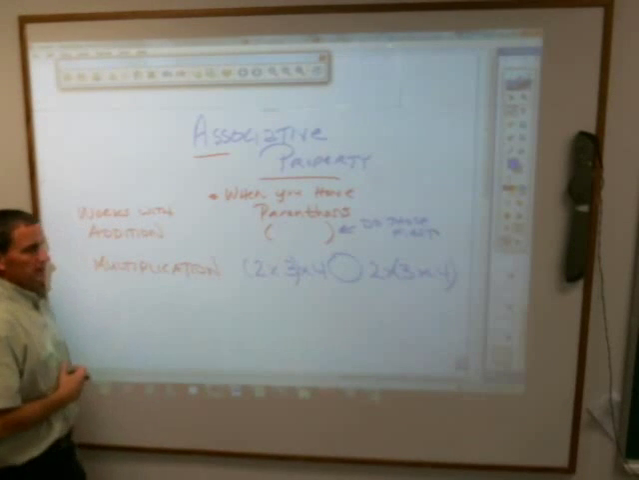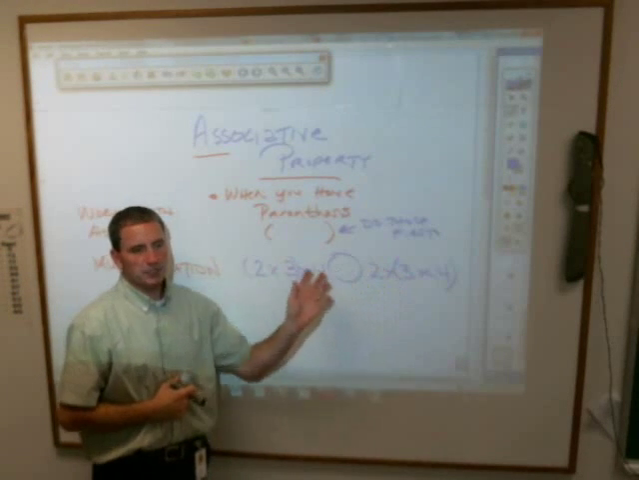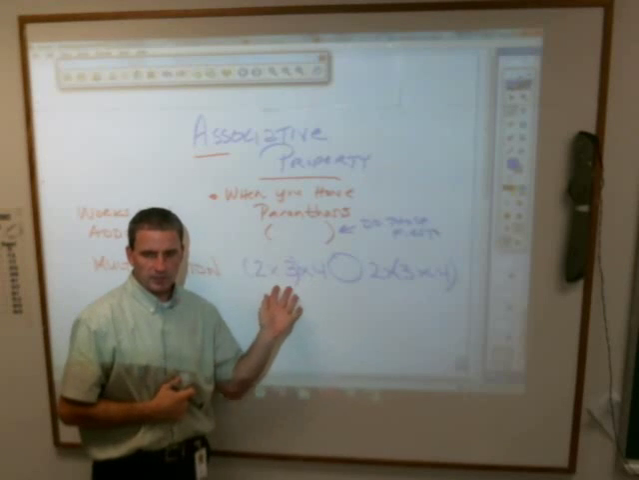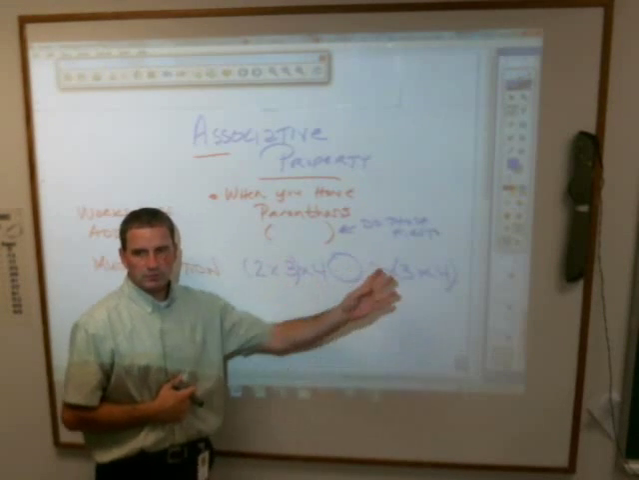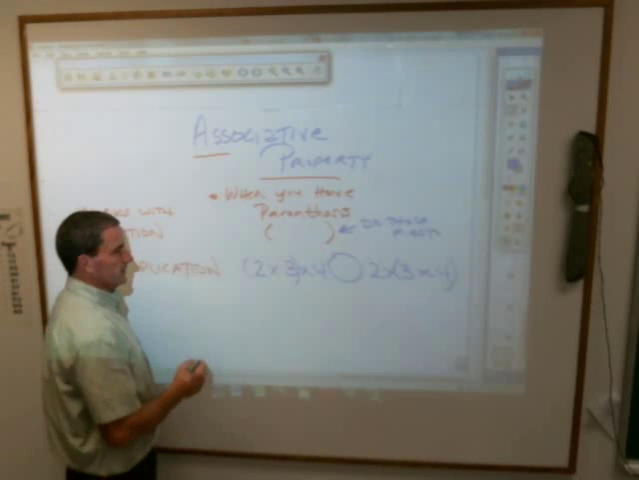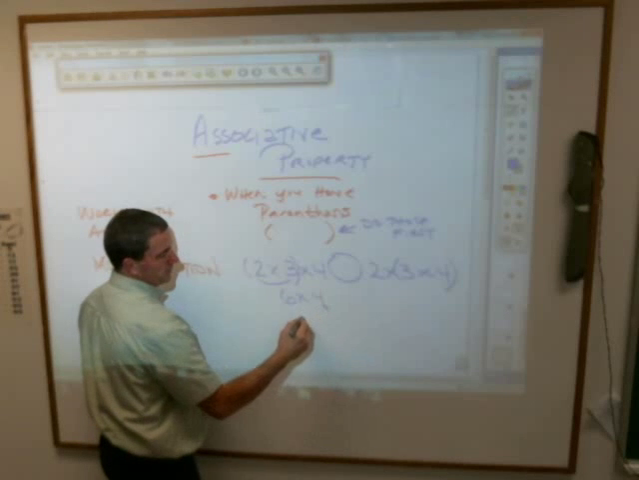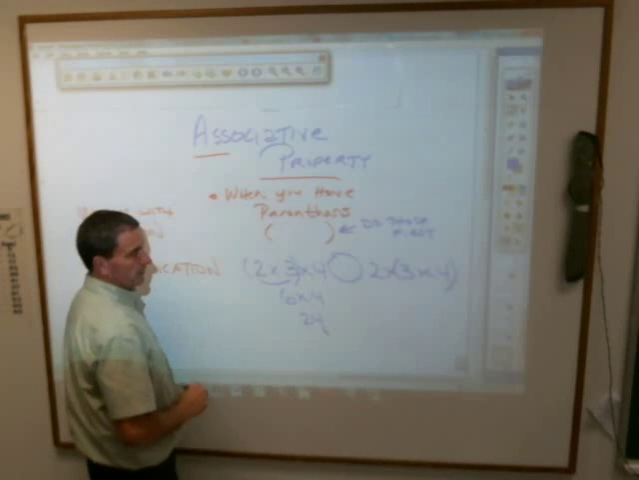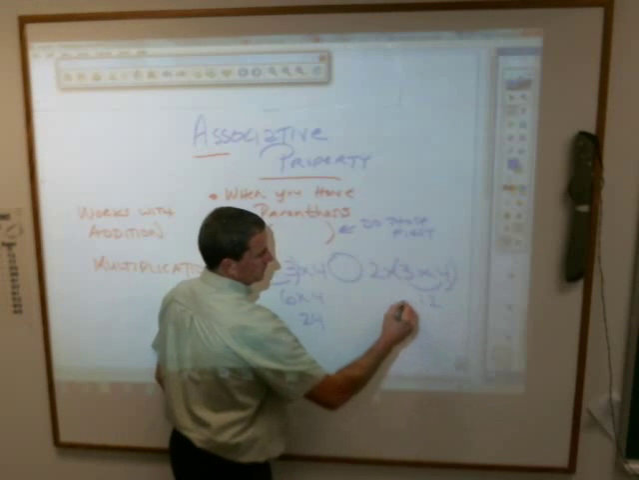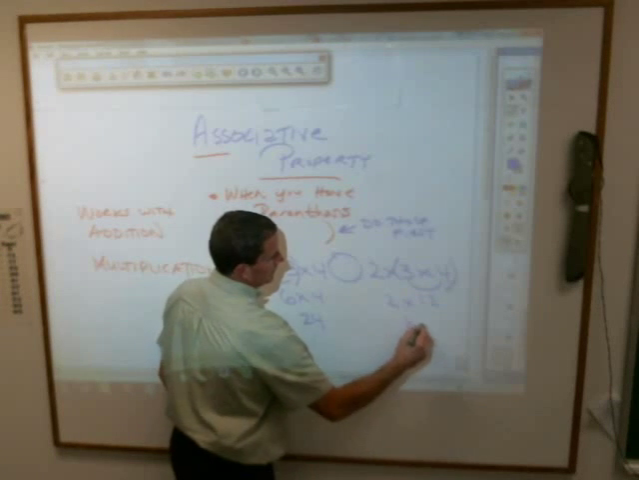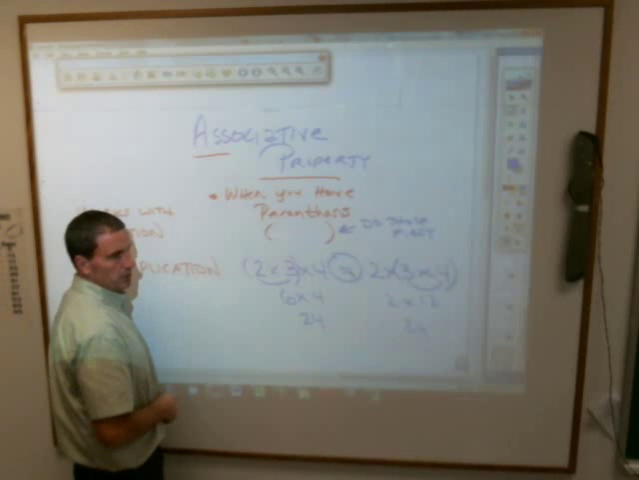Do you think that this and this will be equal if I do all the multiplication, yes or no? Lauren, what do you think? Am I going to get an equal answer for both of these, yes or no? Lauren says yes. Well, let's try. First of all, 2 times 3 is 6, and 6 times 4 is 24, right? What do I get if I multiply 3 times 4? 12. And 2 times 12 is 24. So they are equal. That is an example of the associative property.